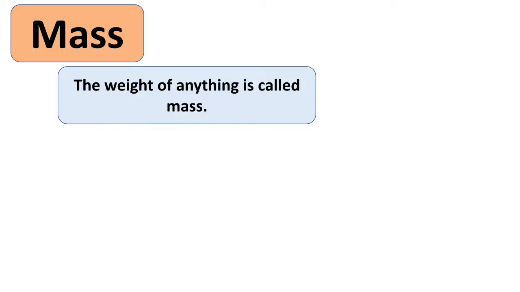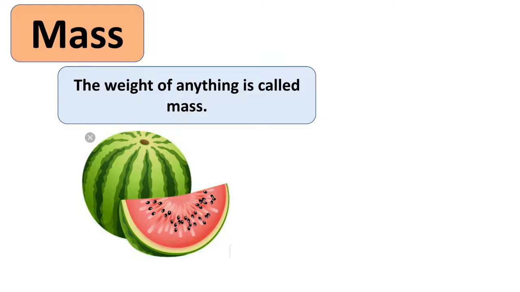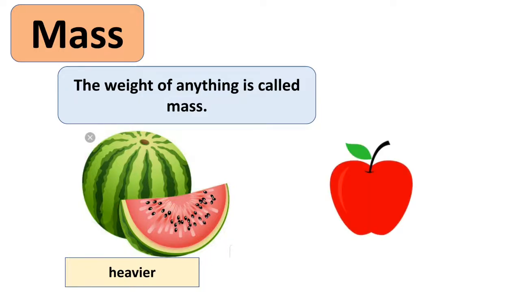The objects can be heavier or they can be lighter. Look at this watermelon. Can you guess? Watermelon is heavy or light? Yes, the watermelon is heavier. Look at this apple. Can you tell me the apple is heavier or lighter? Yes, an apple is lighter in weight.